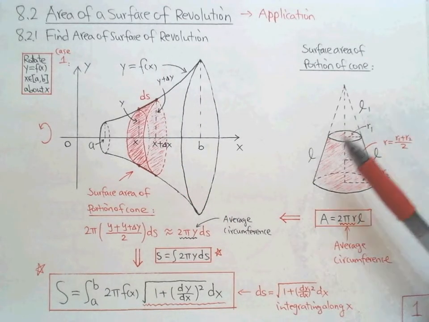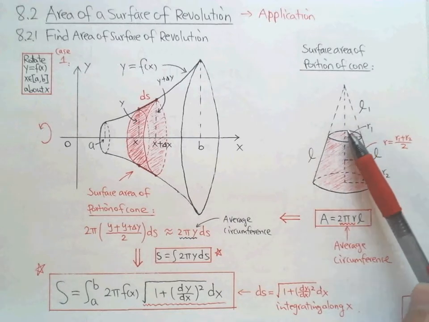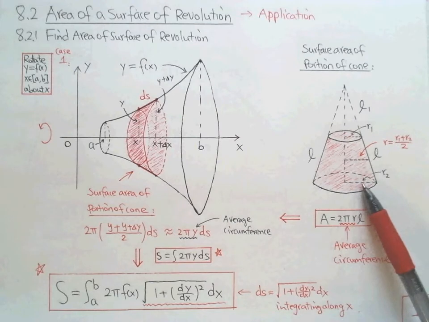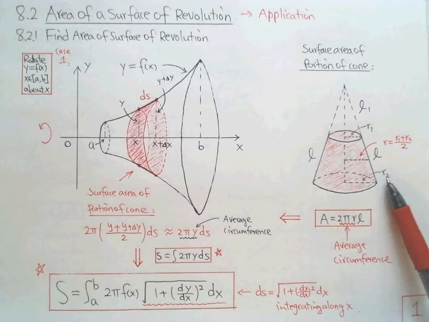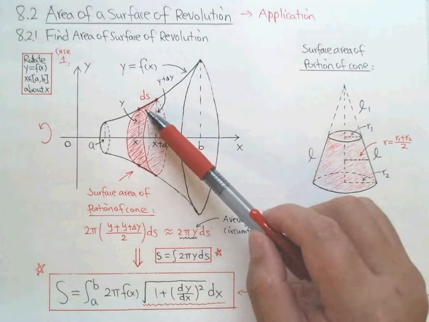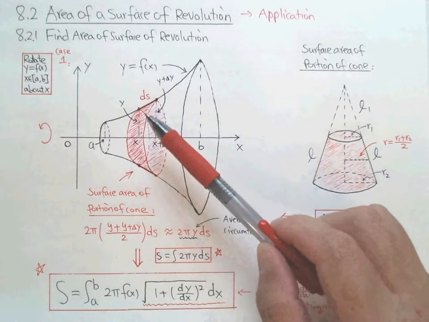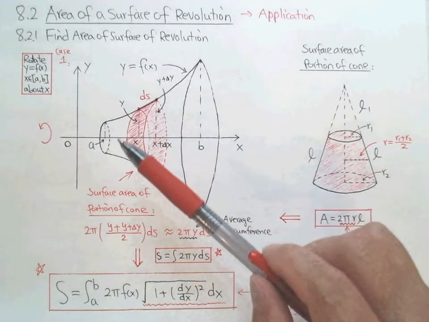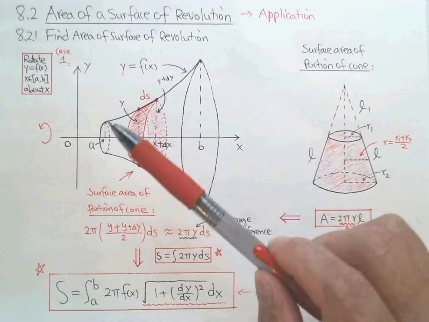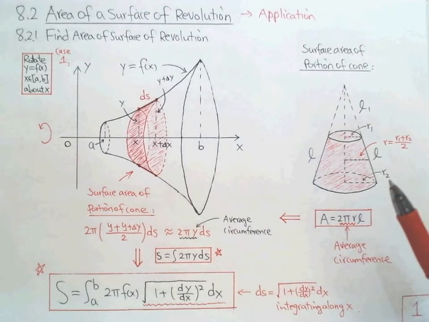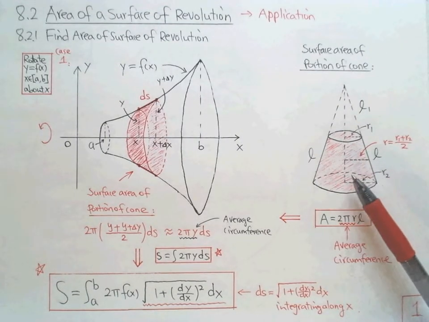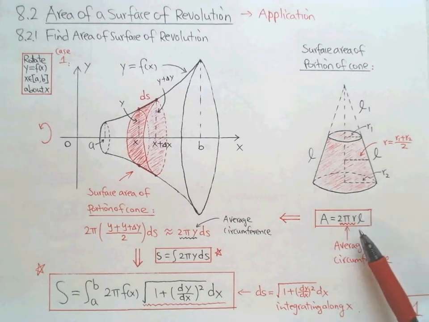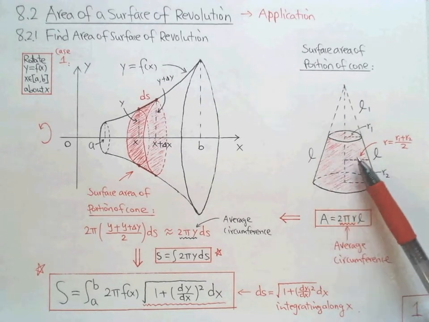The top is a circle with radius r1, different from the bottom circle with radius r2. All we need to find is the area of this one piece, the surface area of a portion of a cone. You know now, the surface is the surface area of a portion of a cone, not a full cone. All we need to do is use the formula for this portion of a cone. So what is the formula? The area is 2 pi r times L.